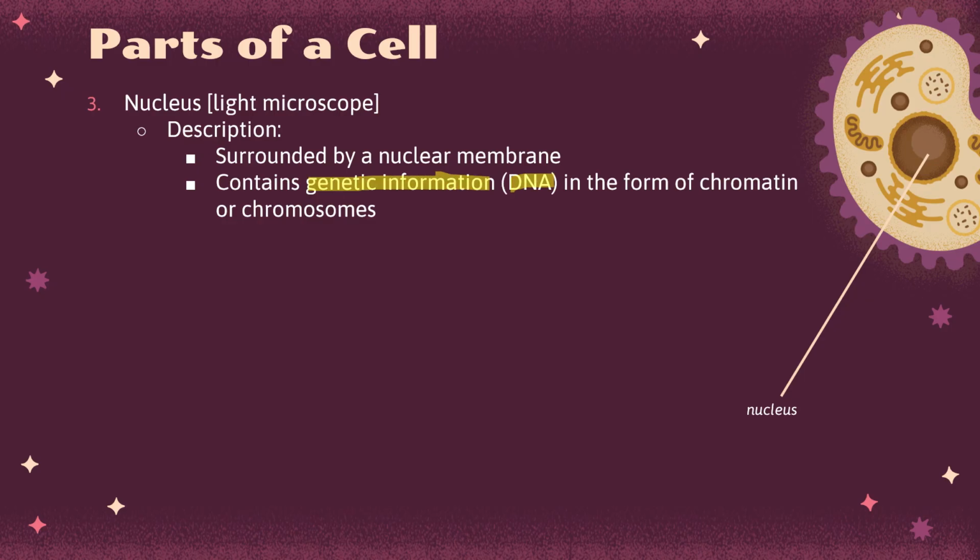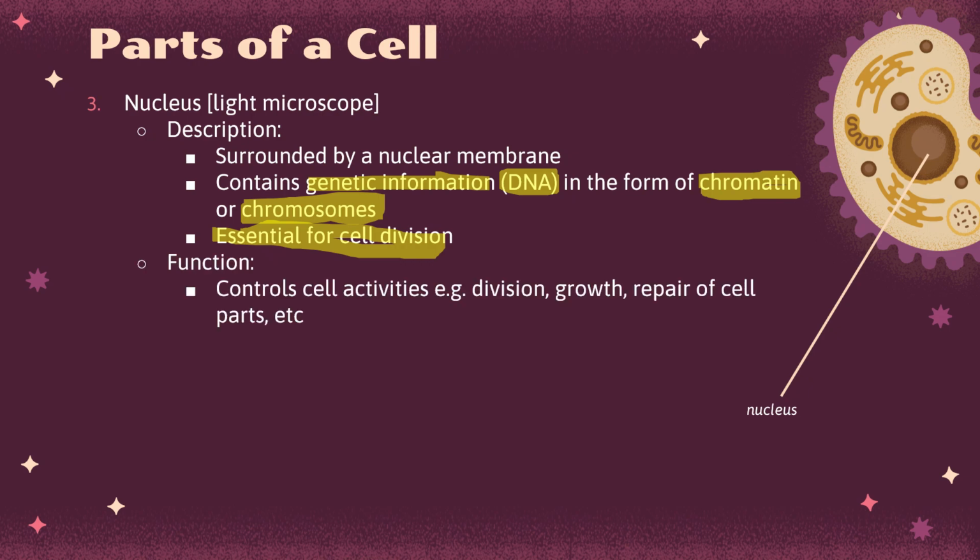You are familiar with the word DNA, and DNA is actually genetic information that is found in the nucleus, or it can be in the form of chromatin or chromosome. You will learn more of them in the chapter on molecular genetics. The nucleus is important because it allows the cell to divide. Without the nucleus, the cell cannot divide. So the nucleus is essential for cell division.